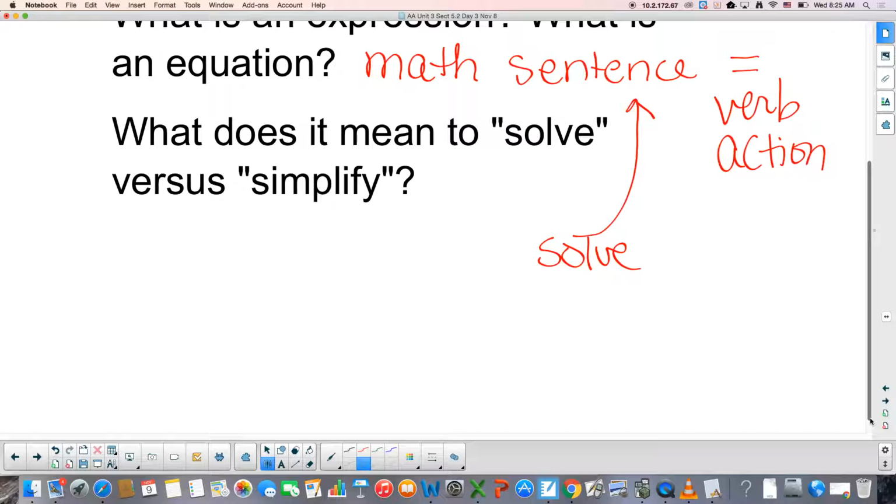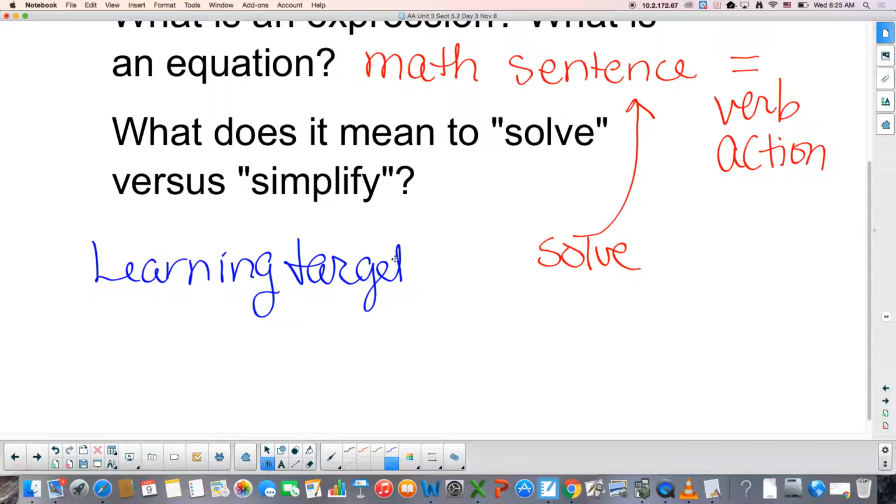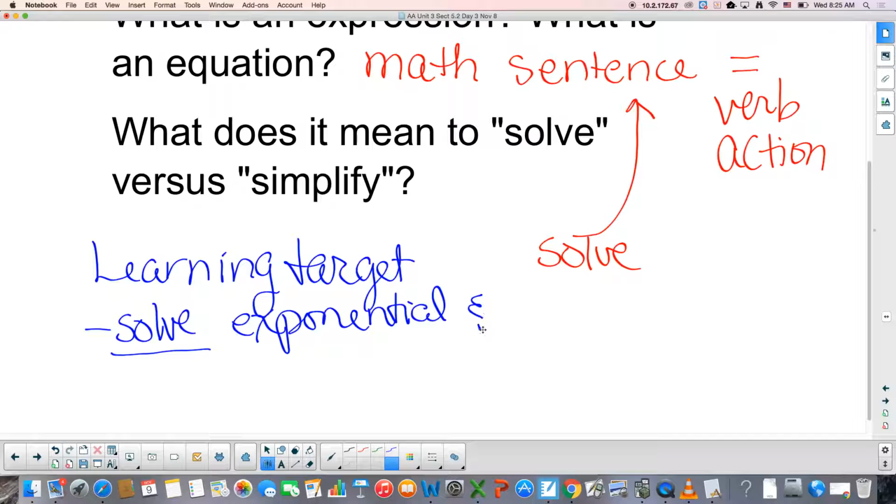And my learning target, I should have written that up there. I forgot to do that. Well, I did, sort of. And then I want to put them all on the board. And by the way, I put the assignments on that board and that board in case you can't see one or the other. The learning target is to solve exponential and power equations. So we have to know what that means. Okay, so that's what we're gonna do.